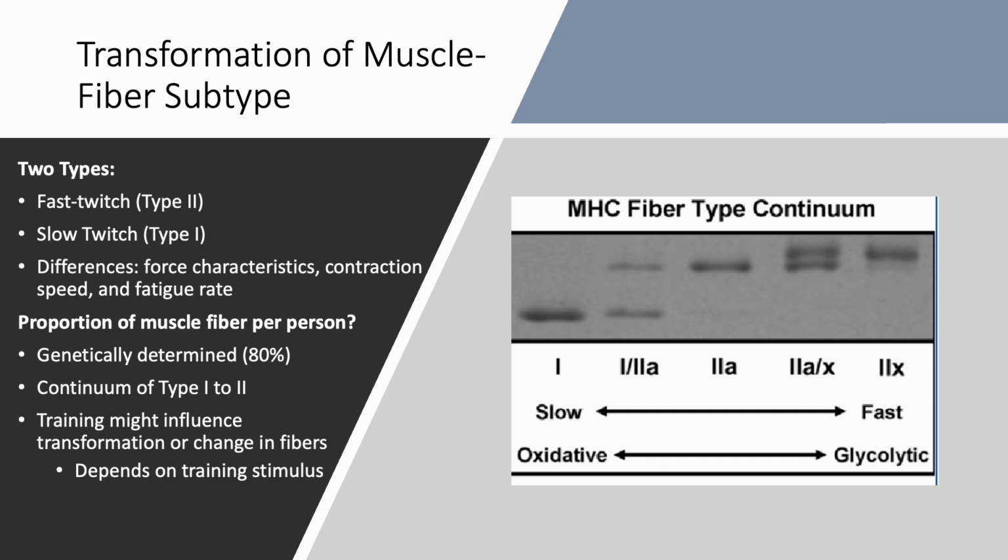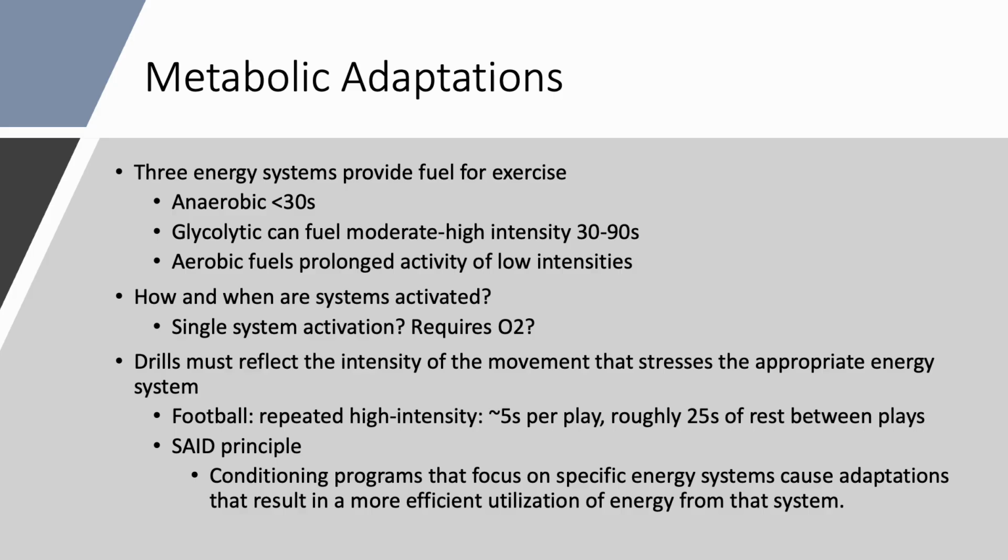However, typically what is being illustrated at this point in time is that we have a transformation between type 2s, not between type 1 and 2. Therefore, you might have a transformation between a type 2A and type 2X. It highly depends on the type of training stimulus that the program is employing.